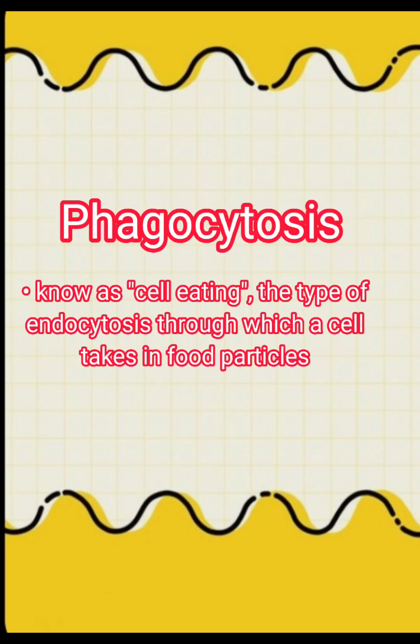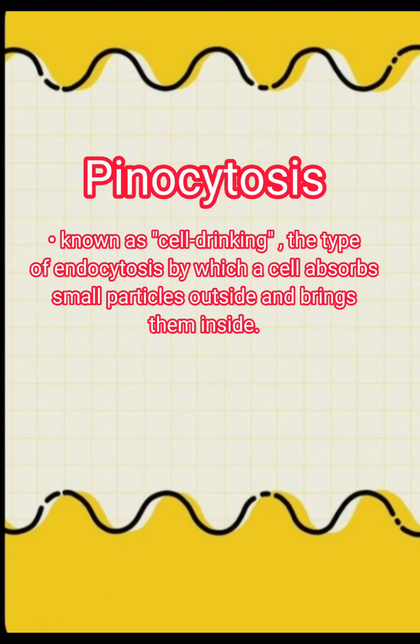Phagocytosis, known as cell eating, is the type of endocytosis through which a cell takes in food particles. Pinocytosis, known as cell drinking, is the type of endocytosis by which a cell absorbs small particles outside and brings them inside.